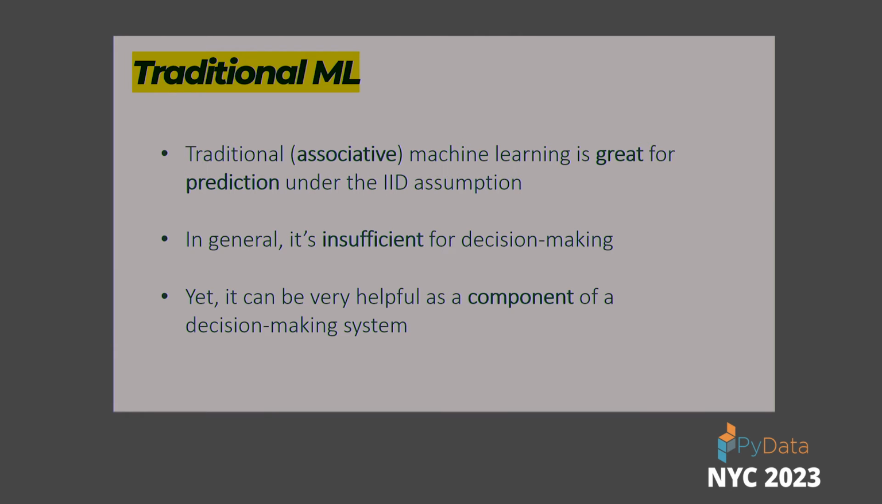All that said, traditional associative machine learning can be very helpful as a component of a larger decision-making system, or a causal system.